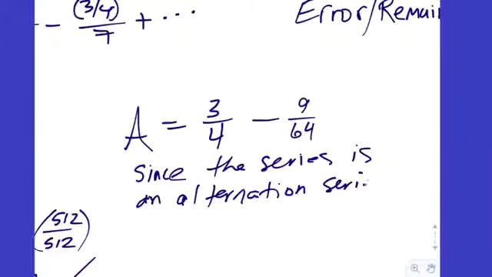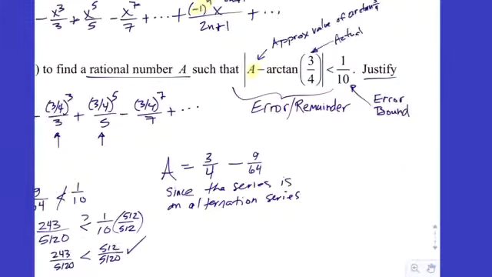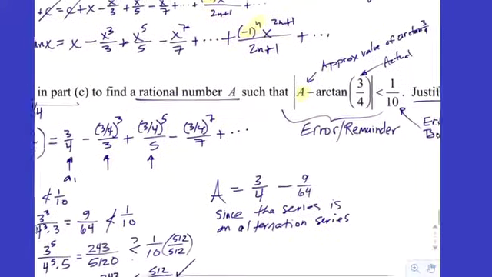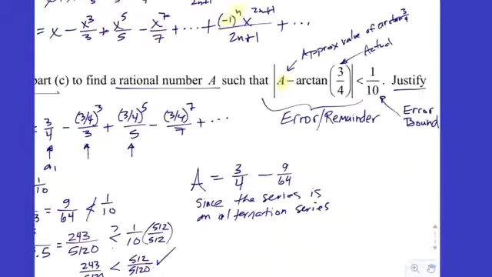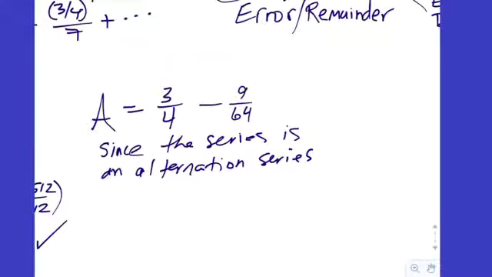What are the two things that are required for the alternating series to apply besides it being an alternator? What do the terms have to do? Two things. They have to decrease and go to 0. So let's say that. Since the series is an alternating series with terms that decrease to 0. That's an easy way to say it.